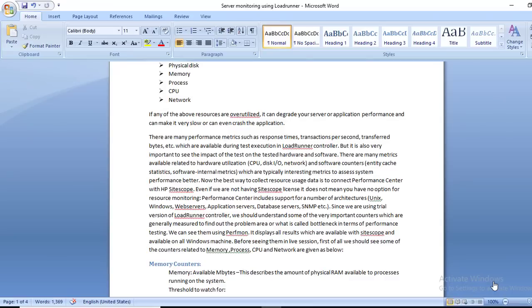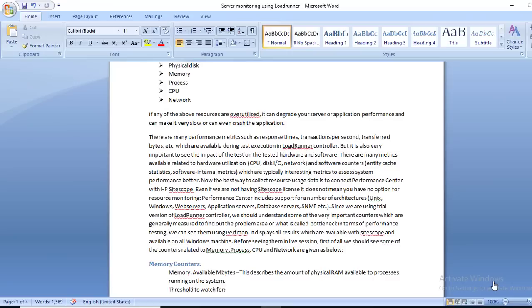Now, the best way to collect resource usage data is to connect Performance Center with HP SiteScope. So you can install HP SiteScope on the controller machine itself or on the server. It will collect all the required counters, all the required information from the server, whether it is related to CPU, disk, I/O, network, or software counters. All things will be captured by HP SiteScope and sent to the LoadRunner controller.